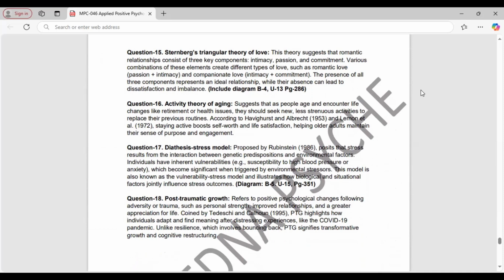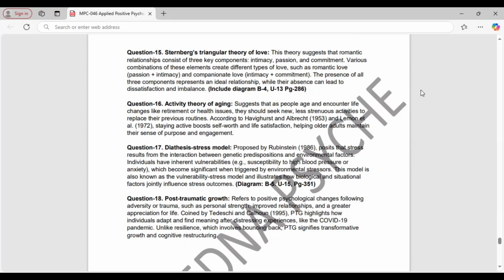This theory suggests that as people age and face life challenges, they should pursue new, less strenuous activities to maintain engagement and self-worth, supporting overall life satisfaction. Question 17, diathesis-stress model. Proposed by Rosenthal, this model explains stress as the interaction between genetic predispositions and environmental factors. Inherent vulnerabilities become significant when triggered by stressors, illustrating the joint influence of biological and situational factors.